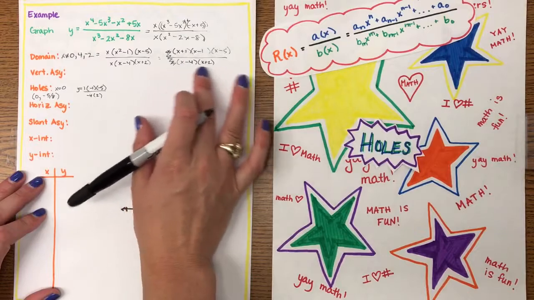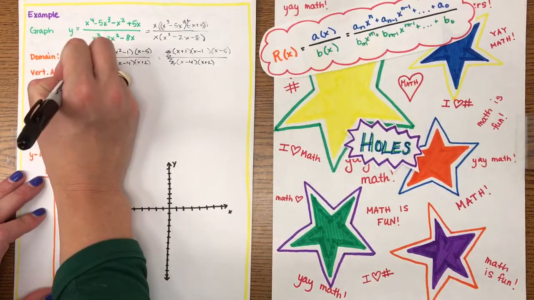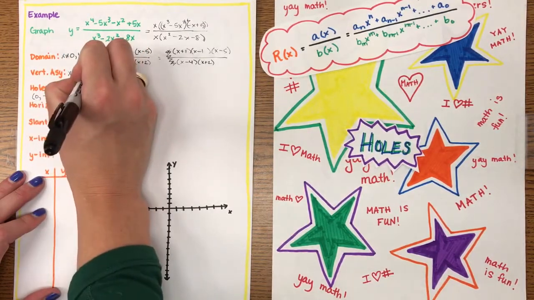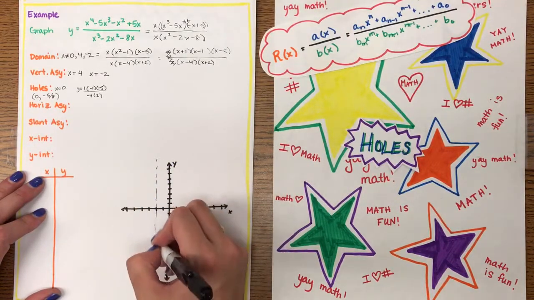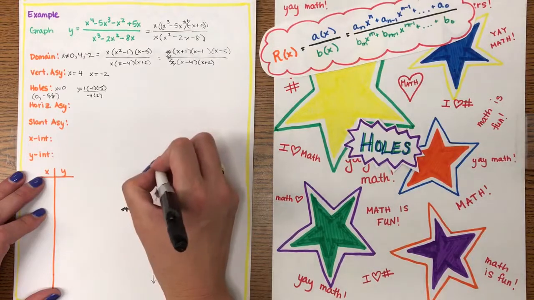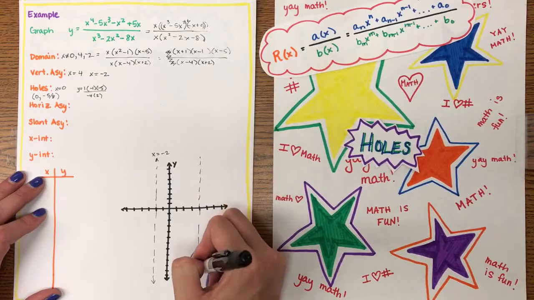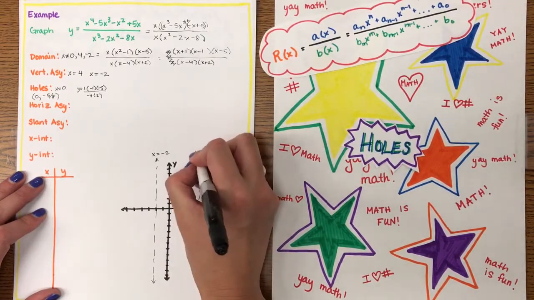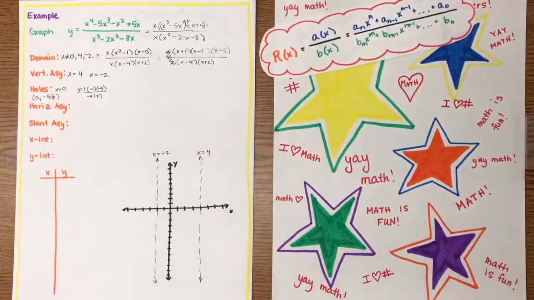The other two domain restrictions that did not cancel out and become a hole are going to be vertical asymptotes. So this graph will have an asymptote at x equals 4 and x equals negative 2. So I'm going to go ahead and graph those on my graphing space. So now I am done with my vertical asymptotes and holes. I've really dealt with all of my domain restrictions.